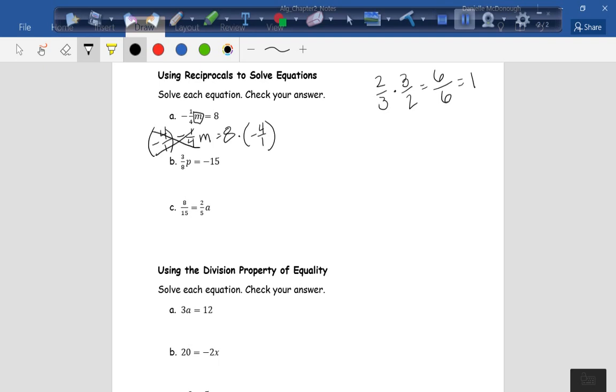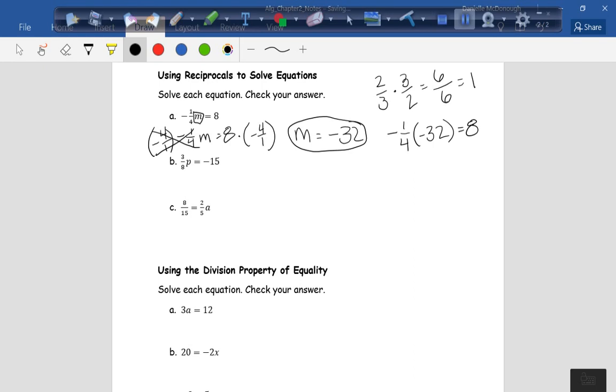So this crosses out because I'm multiplying there. And what I'm left with is m is equal to, well, 8 times negative 4 is negative 32. Just to kind of show you, if I was to substitute this back in, negative 1/4 times negative 32 would equal an 8.